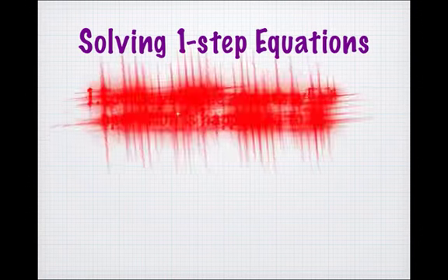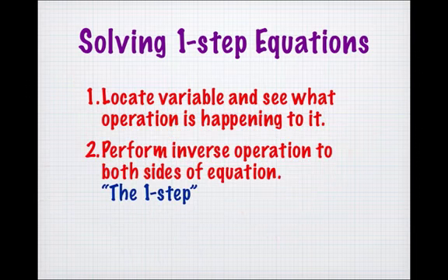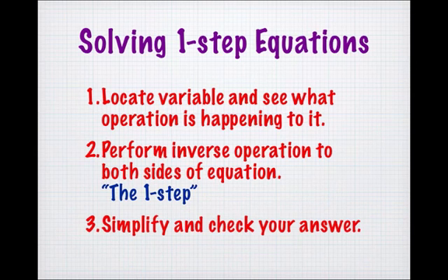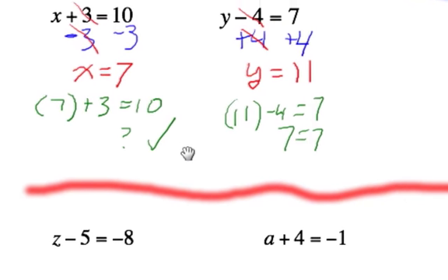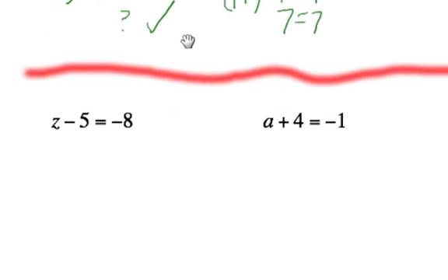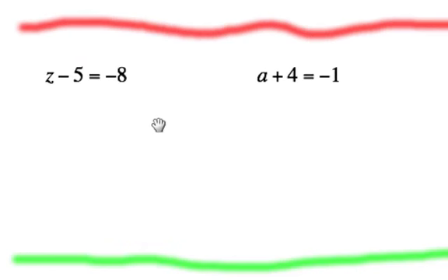To recap, to solve one-step equations, we locate the variable, see what operation is happening to it. We perform the inverse operation to both sides of the equation. Then we simplify and check our answer. Now let's try a couple more problems. Our answers are not necessarily going to be a whole number. In these cases, our answer may in fact be an integer.